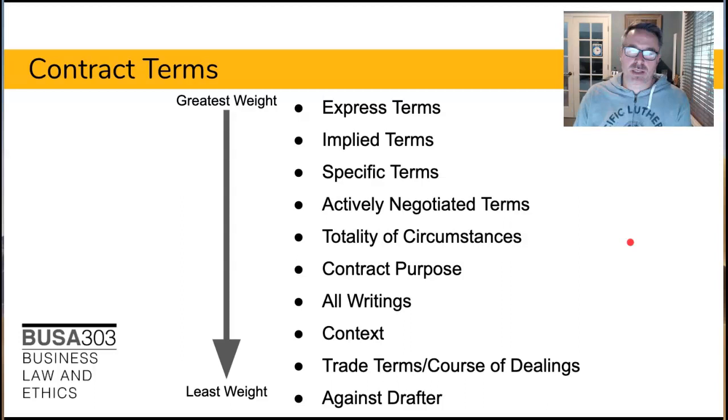So if a mortgage loan says that I'm going to make my payments every month, and it doesn't say where, or maybe it doesn't even say US dollars, it's going to be implied that I have to send my check to the bank in US dollars. And the court can imply that.